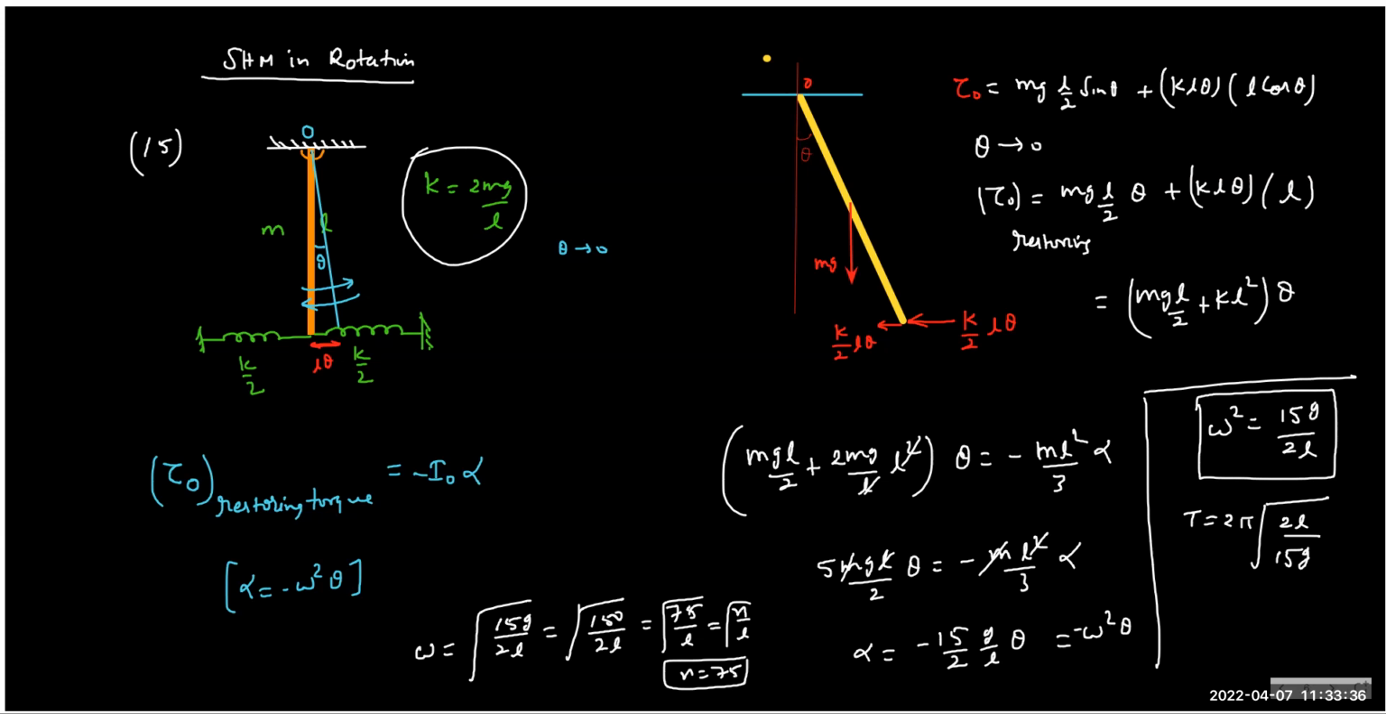So they are asking the frequency of oscillation, not the angular frequency. Frequency is one by time period, the inverse of the time period. I hope you're getting it, it is not matching still. Okay. So tell me first, what is the first step? You tilt by some angle theta. Yes. Okay. What will be the compression in the spring?